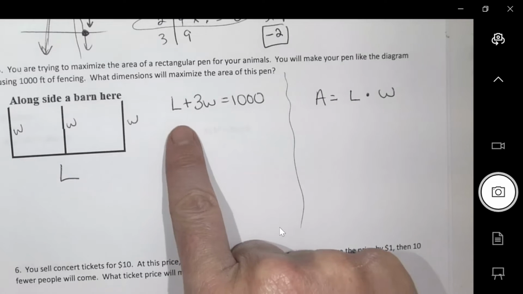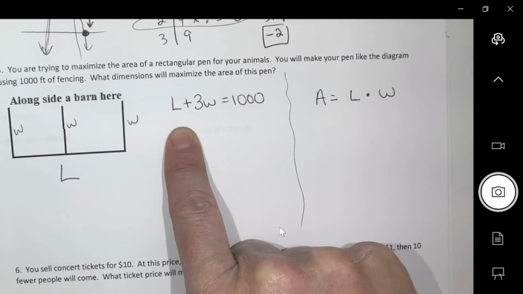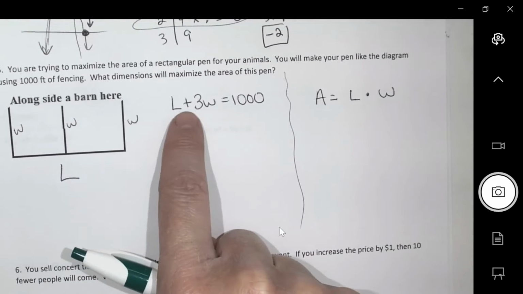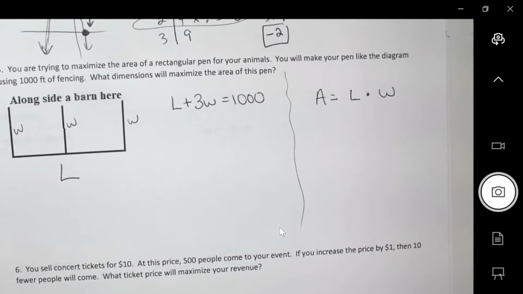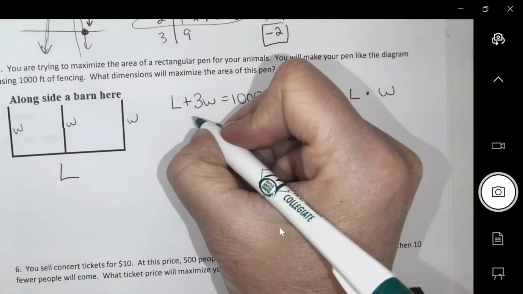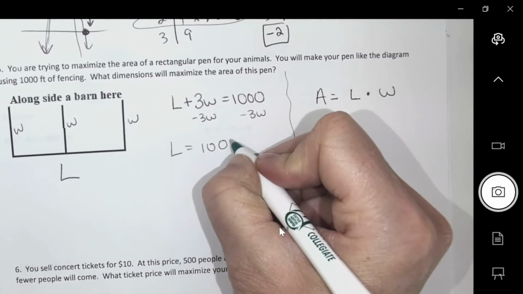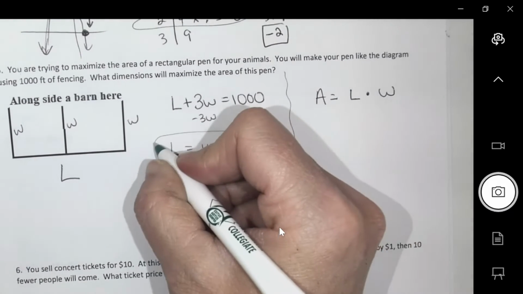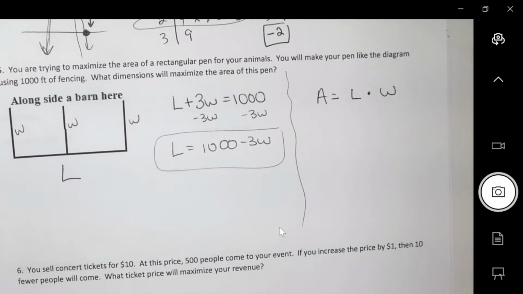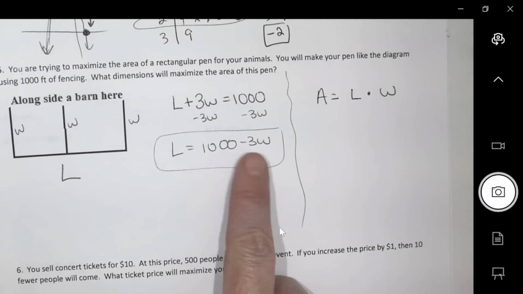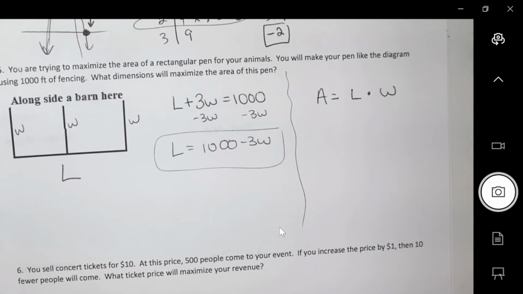So what I'm going to do is isolate something in here so that I can replace it over there. Which one of these do you want to get alone? Which one looks mathematically easier, the L alone or the W alone? The L looks a lot easier. Okay, you can't put those together. I've had some people that try to do 997W. Don't put them together, they're not like terms. Okay, it's 1,000 and a W term. You can't combine them.